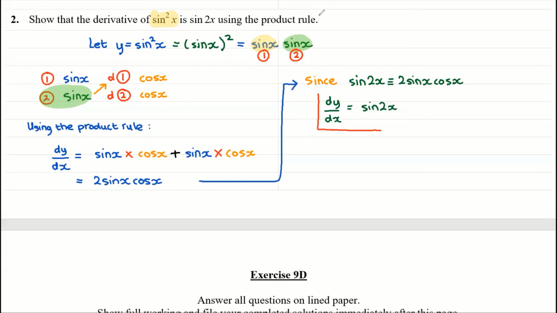And I would strongly recommend you practice this. There's a nice exercise to follow. Do as many of those questions as you can. Get the product rule part of your skill set, part of your toolkit. And then next time we're going to look at the quotient rule.